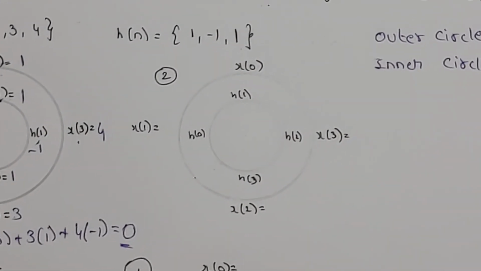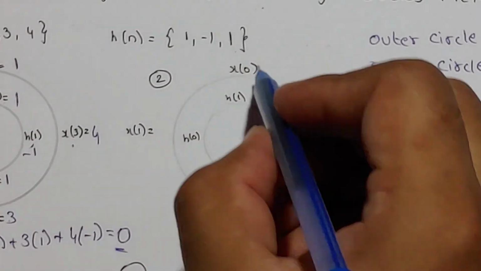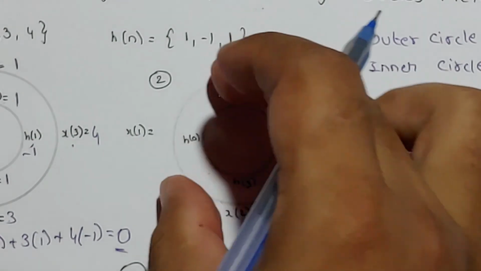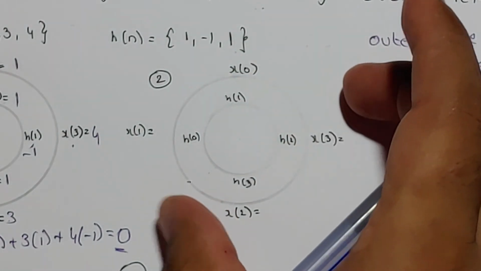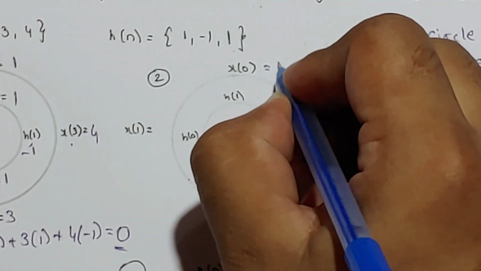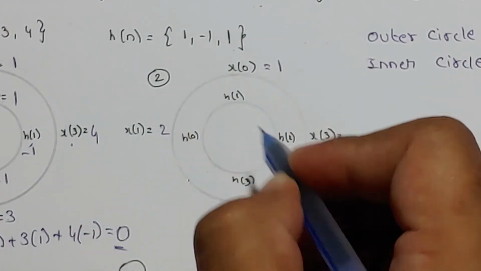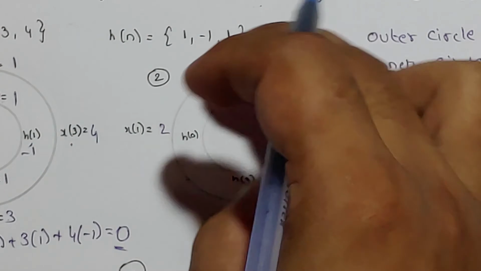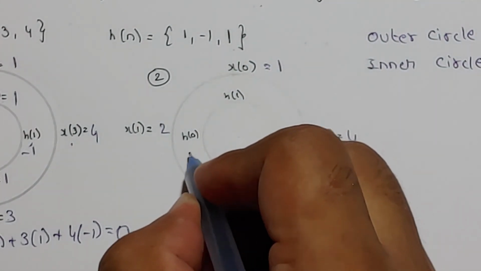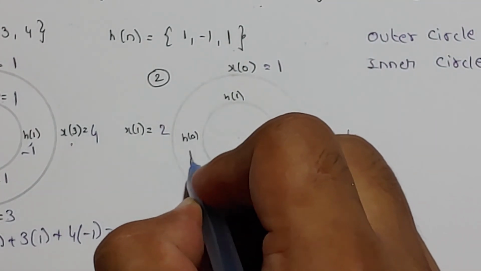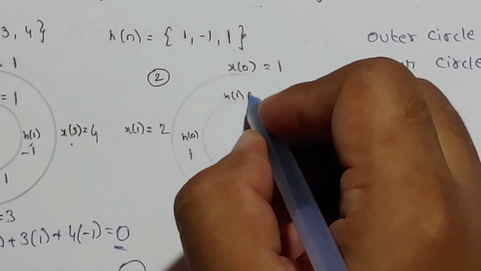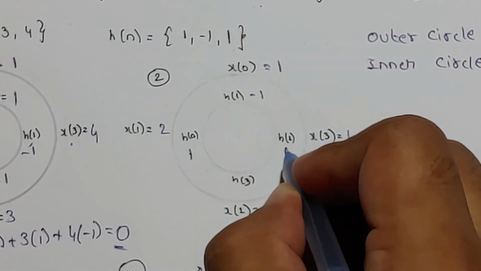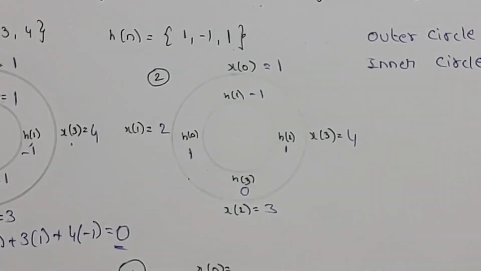Now let us solve for the next sequence. The outer circle will be the constant. Please make sure that x of 0 is equal to 1, 2, 3 and 4, and the inner circle will rotate in the anti-clockwise direction. h is now 0, 1, minus 1, 1 and 0.